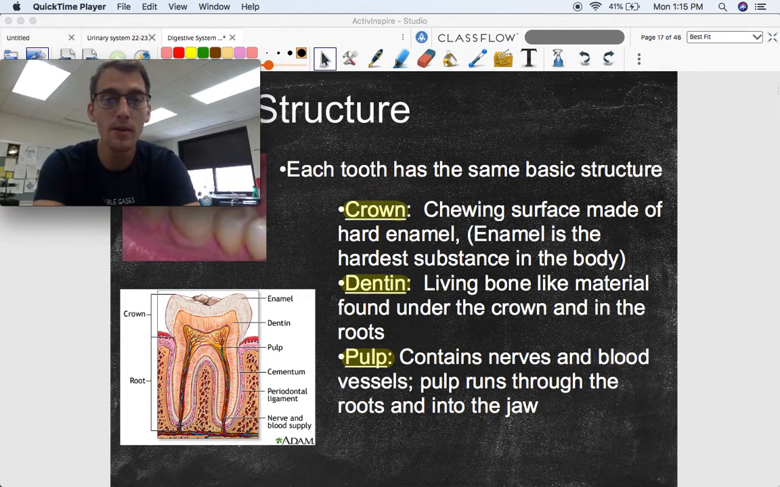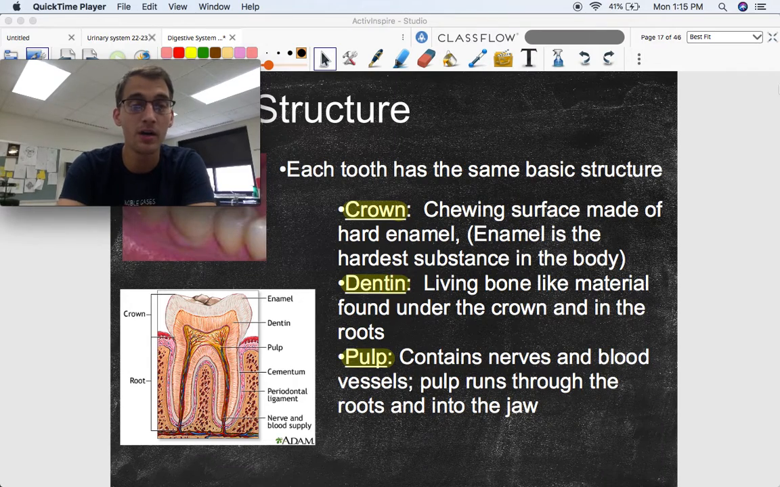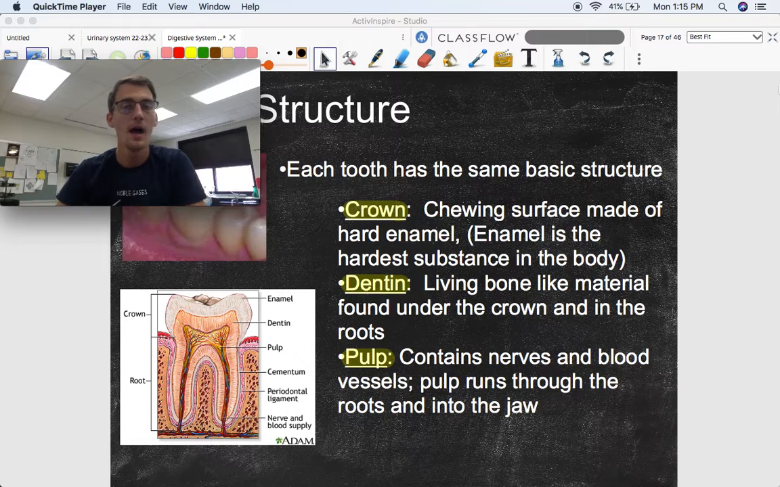One's called the crown, which is the chewing surface, which is made of a substance called enamel, which your dentist may have told you about at some point in your life. But enamel is the hardest substance in the body. All right, so it's a specialized type of structure. It's not exactly like bone. A lot of people think your teeth are bones, which they are kind of. But your enamel is not made up of the same calcium matrix as the rest of your bones are. It's actually even harder. So the crown is made of enamel.